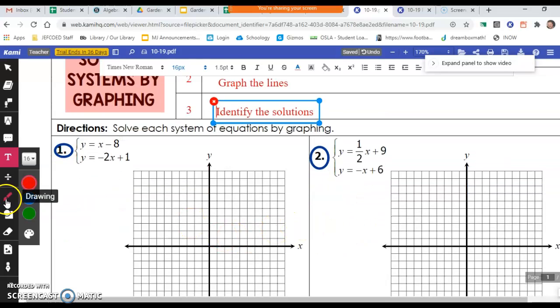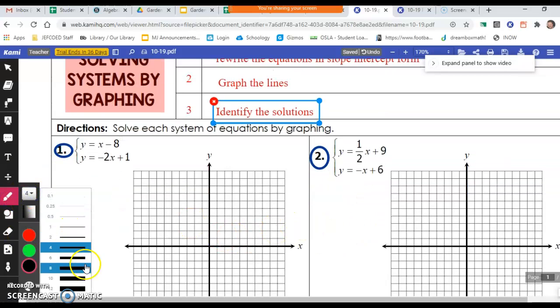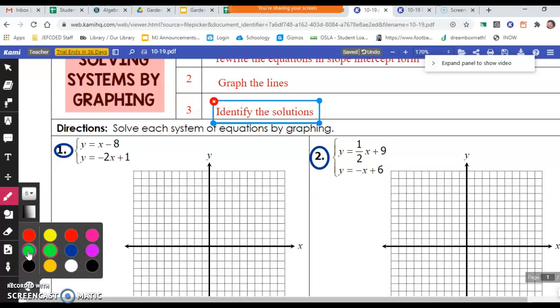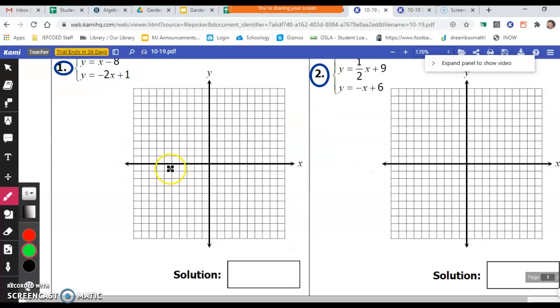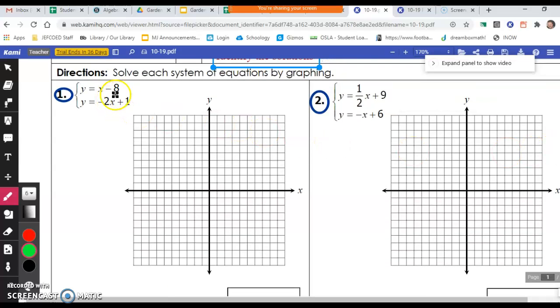So, with that being said, guys, we're going to look at number 1 real quick. All right, so number 1, guys, we have y equals x minus 8. Okay, so we're just going to graph this. We'll start with my y-intercept like we normally do. And my y-intercept is what? -8.